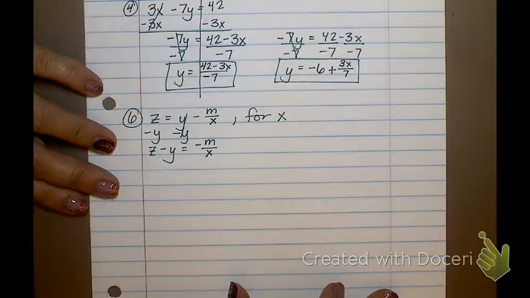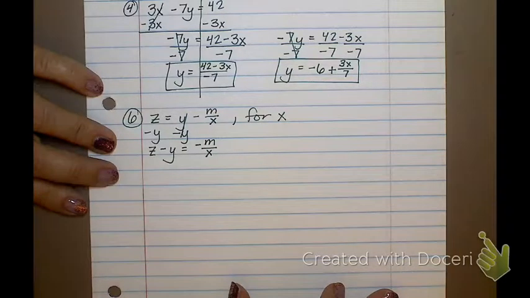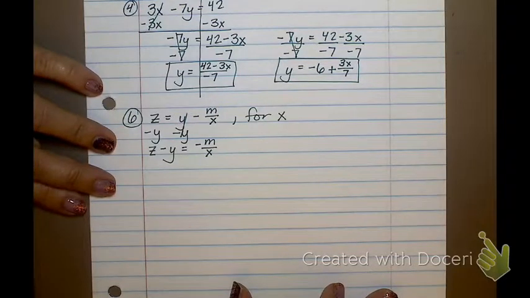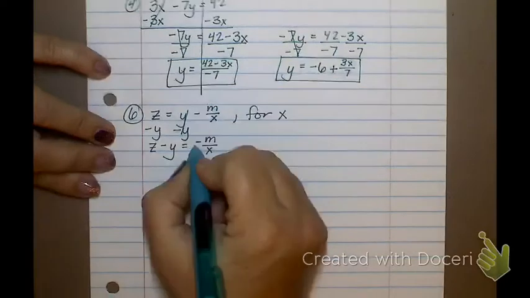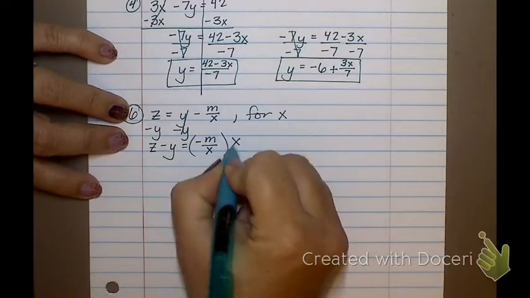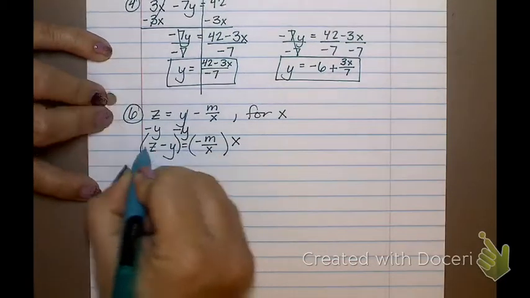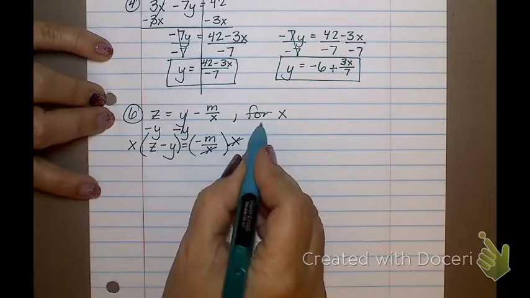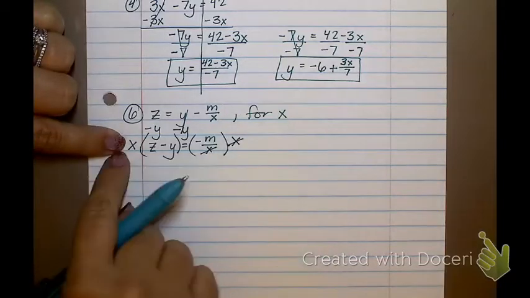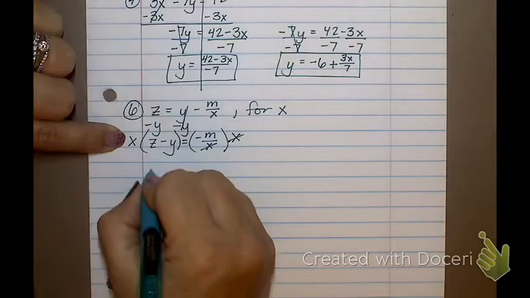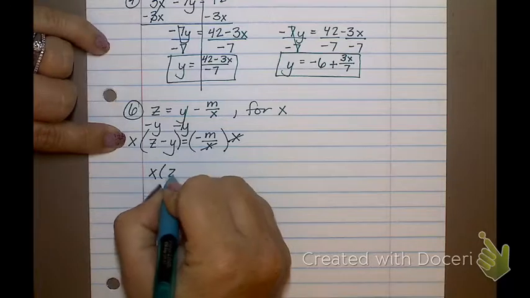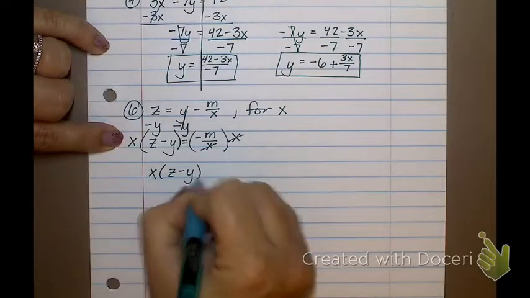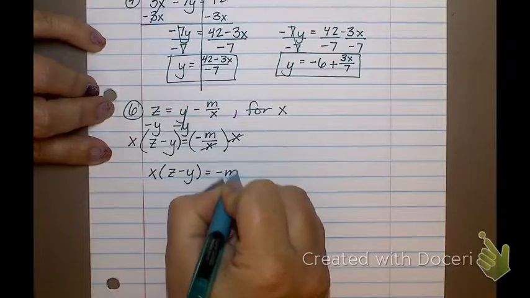Now what am I going to do to both sides? Multiply by the denominator, right? What's my denominator? So watch what's going to happen here. When I multiply by x, I have to multiply this whole thing by x. It's going to cancel out, which kind of scares me for a minute because I'm trying to get x by itself. But it's appearing over there. So let's see what we have left now. x times (z minus y) equals negative m.